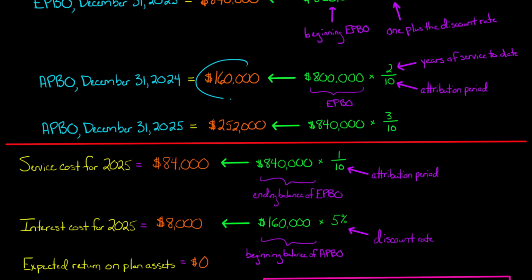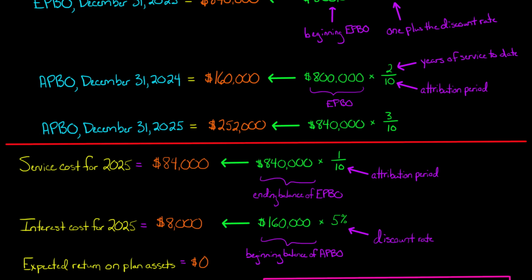So the beginning balance of the APBO is the 160,000. If you think about it, this is for 2025. So for the year ended December 31st, 2025, we ask, what was the balance at the beginning of 2025? Well, the end of 2024, the balance was 160. So if the APBO at the end of 2024 was 160, then the balance of the APBO at the beginning of 2025 was 160. The end of one period is the beginning of the next. So that's where I got that 160 from right there. So 160,000. Our discount rate is 5%. So we multiply that by 160,000, and that gives us 8,000 for our interest cost.